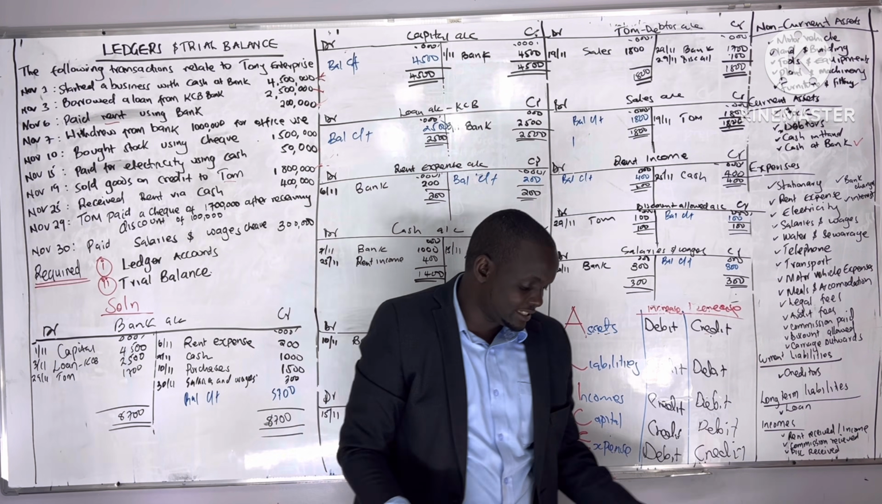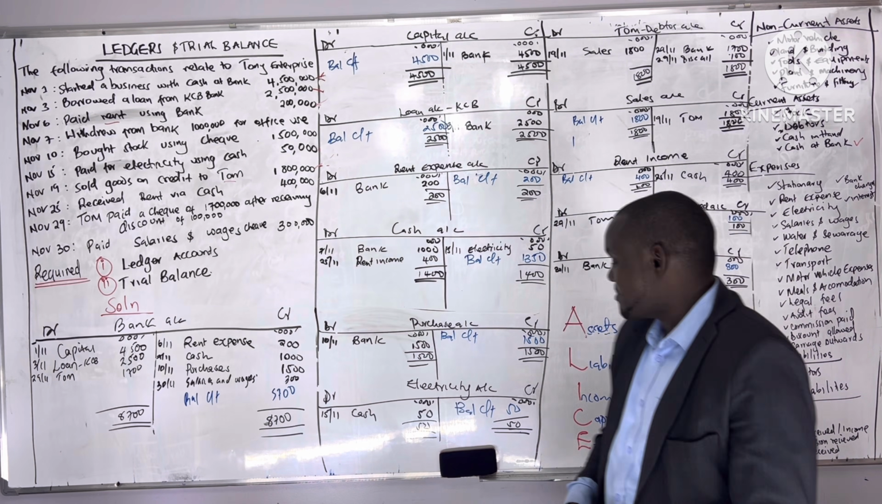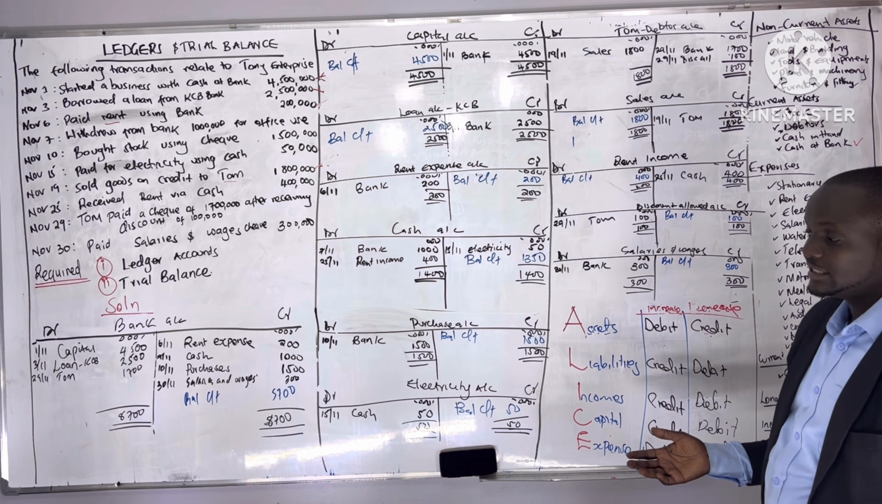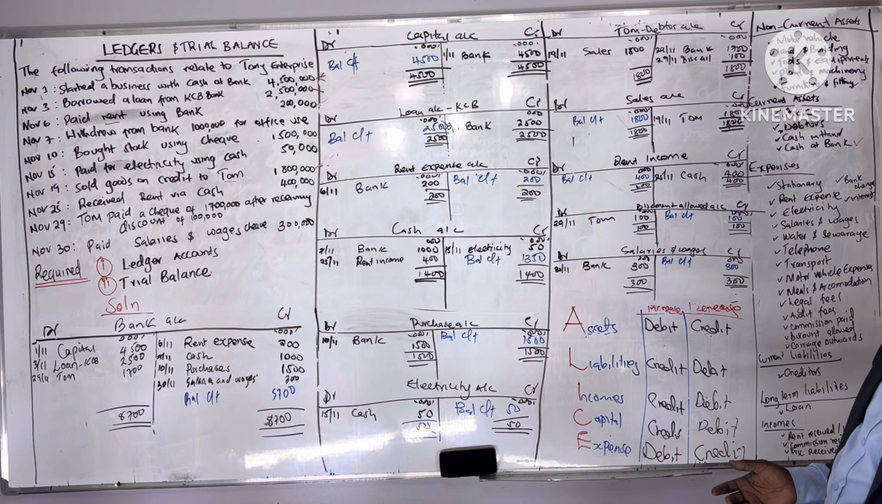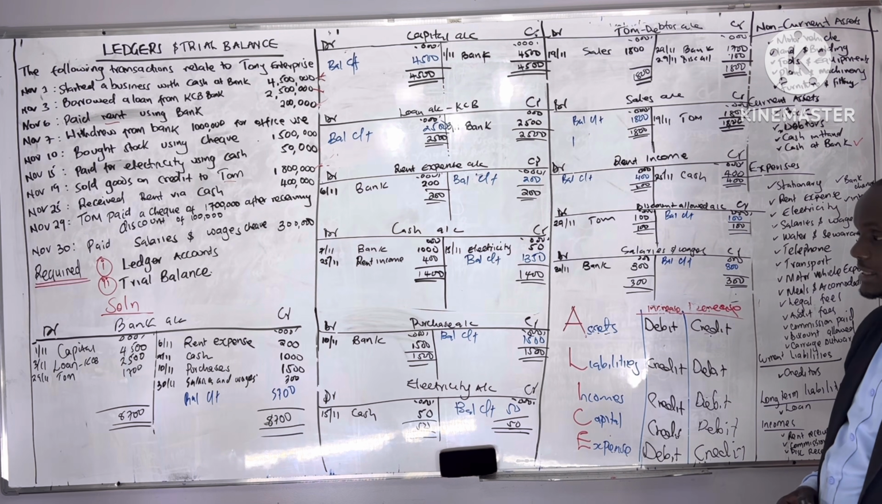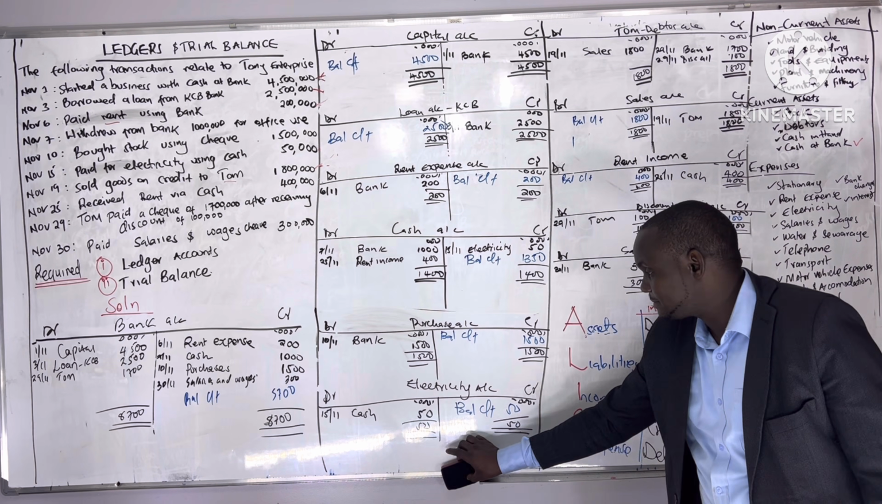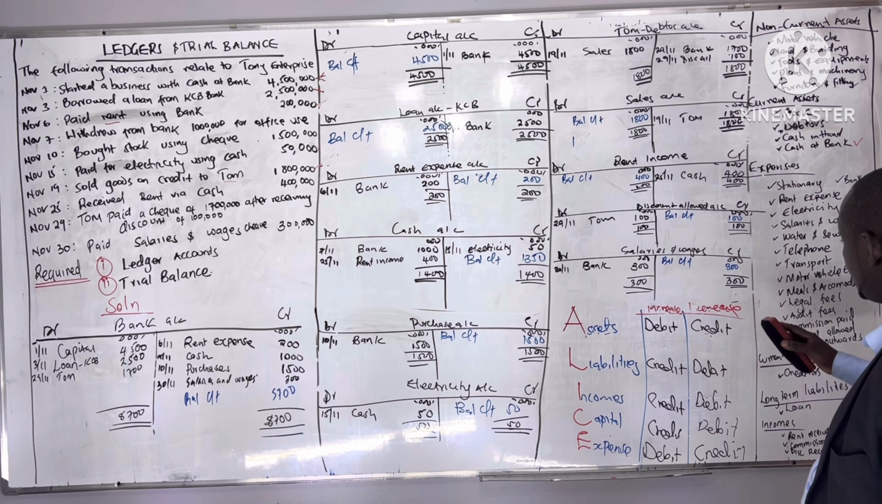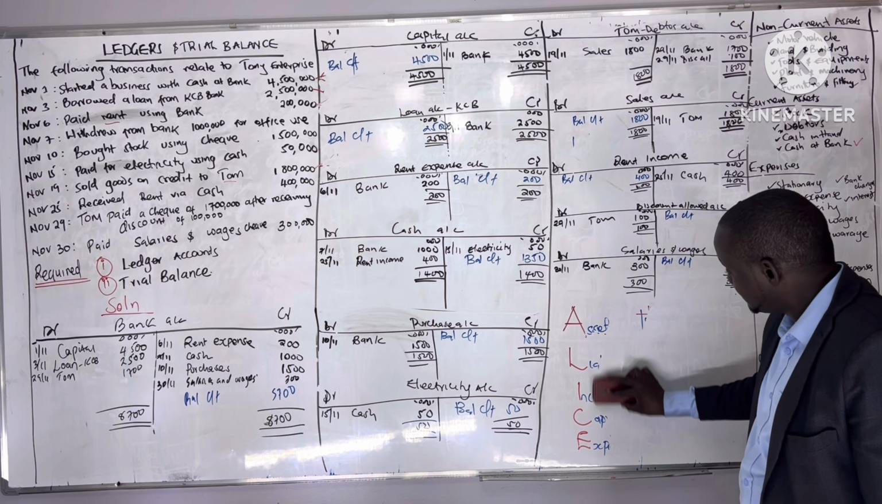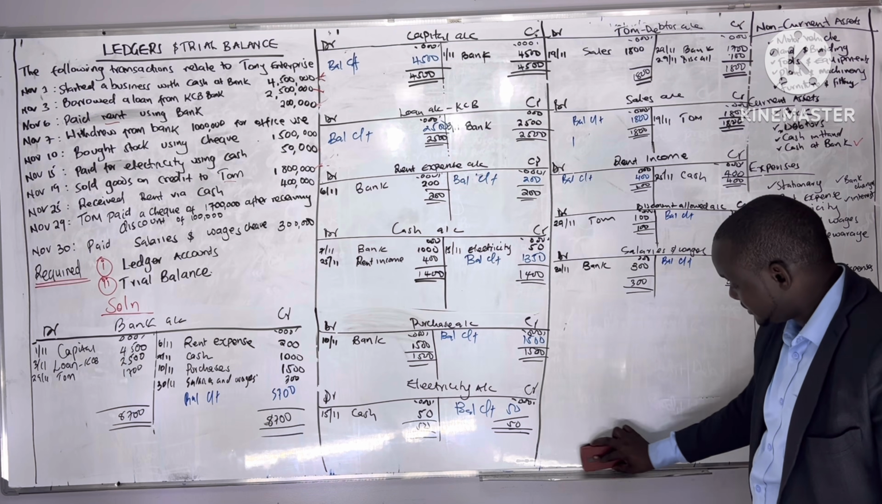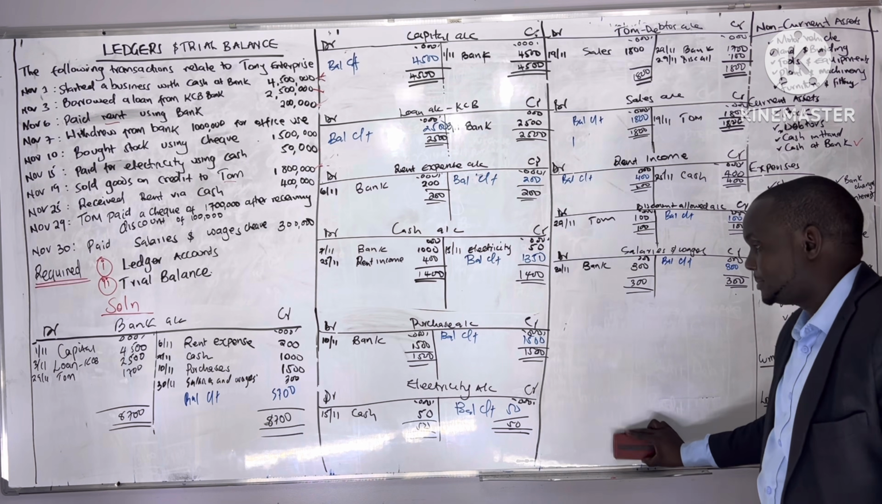We are done balancing off the ledgers. What remains is for us to do a trial balance. Let's do a trial balance here.